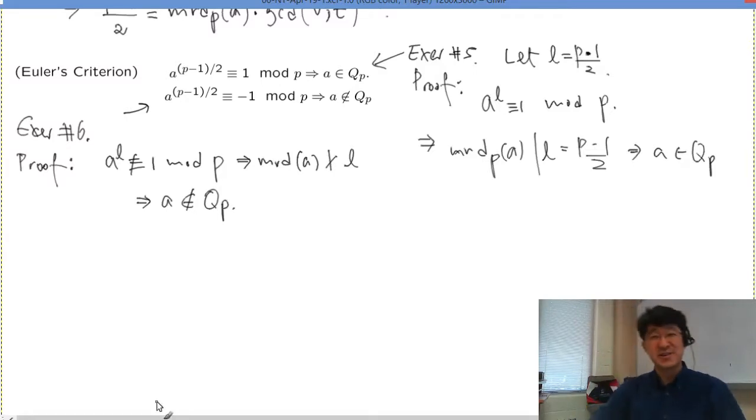Yeah, it was a necessary and sufficient condition. If the order doesn't divide L, then it's not a quadratic residue. If it does divide L, it is a quadratic residue. If you square that, you get a statement that is insensitive to A. Is this true for all A, right? Yeah, that's why.